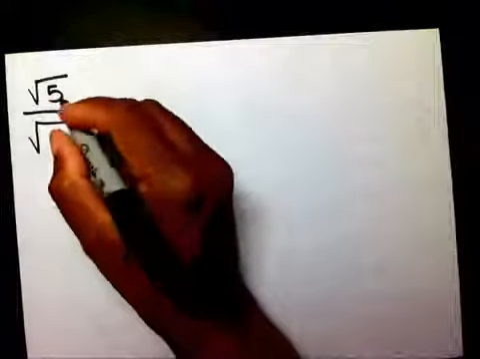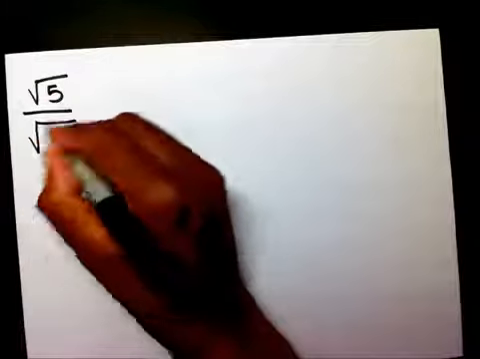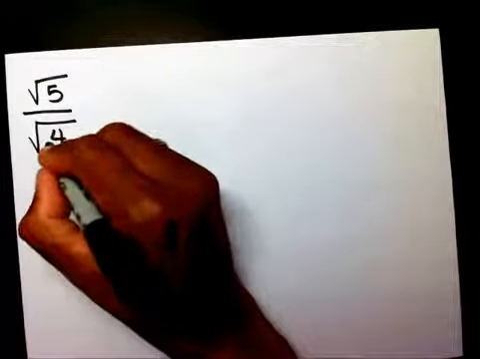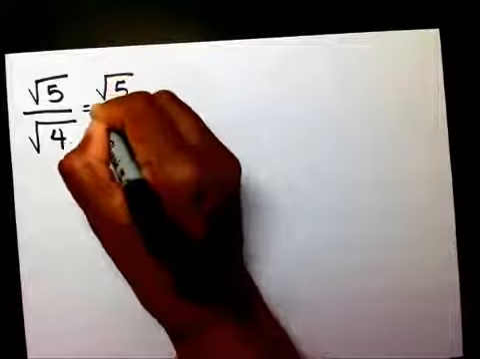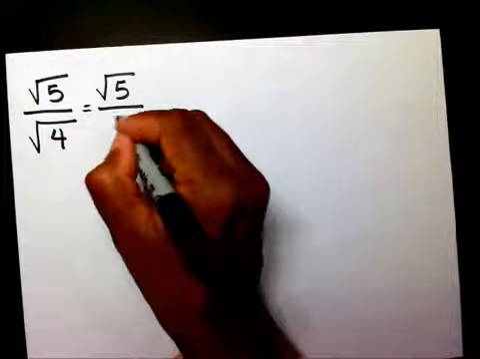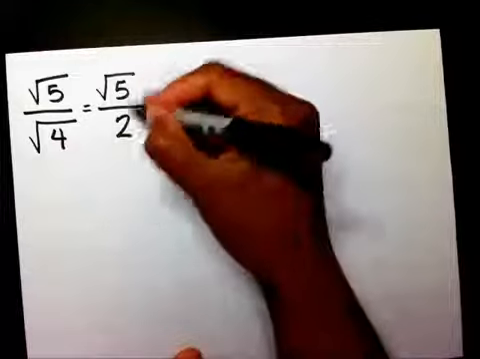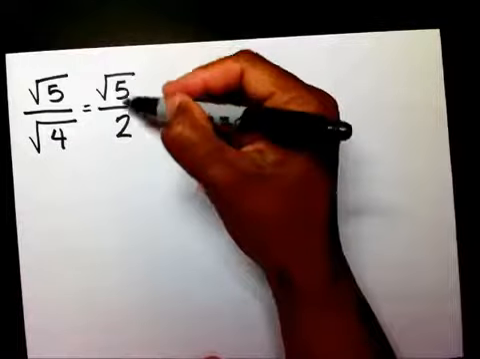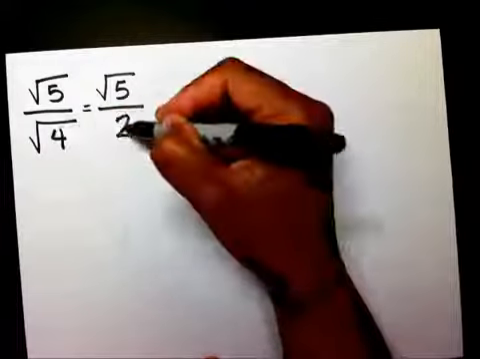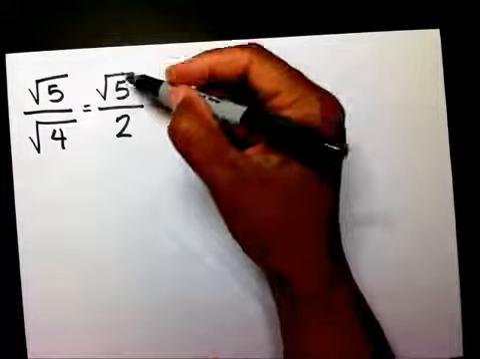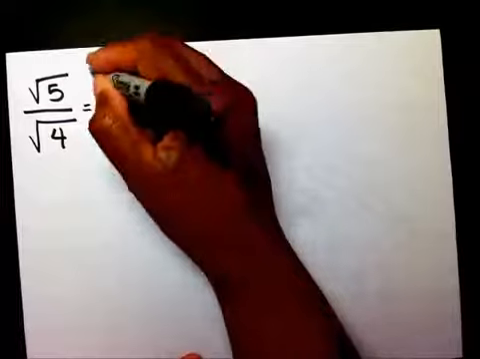Well, in this problem, if you notice, we already have a perfect square in your denominator. So therefore, we can just write radical 5 over radical 4, which is 2. And we don't have to rationalize the denominator because we had a perfect square in our denominator. So our final answer is radical 5 over 2.